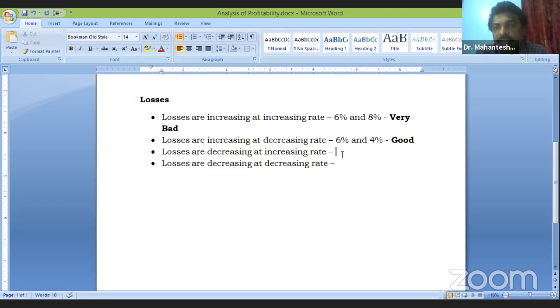Losses are decreasing at an increasing rate. Now last year losses were decreased.